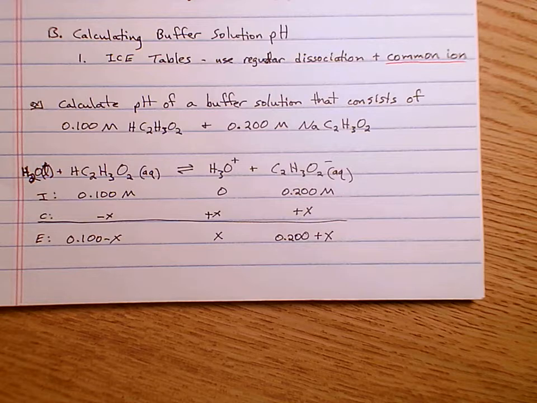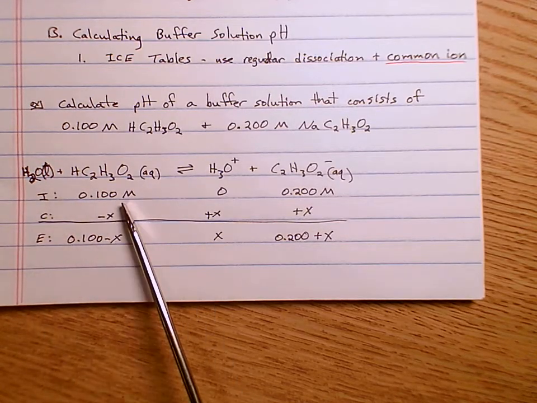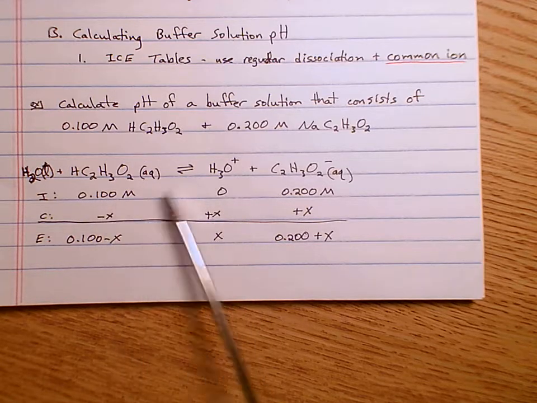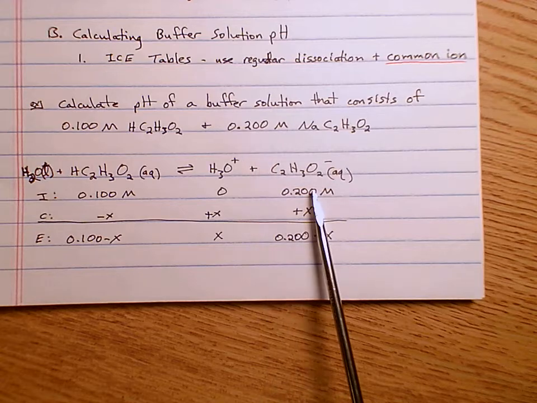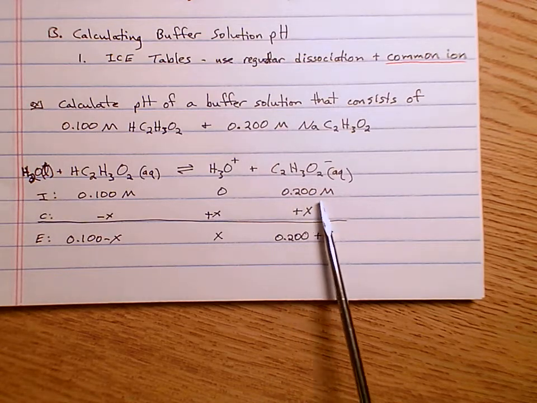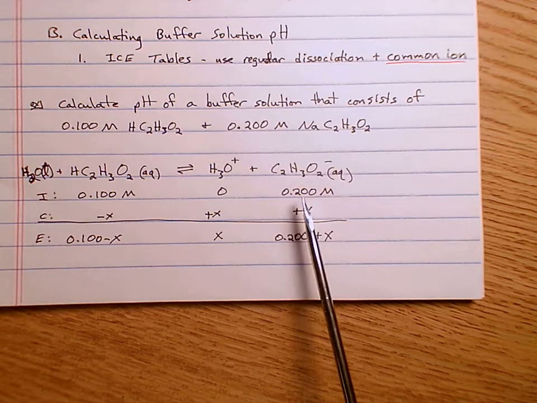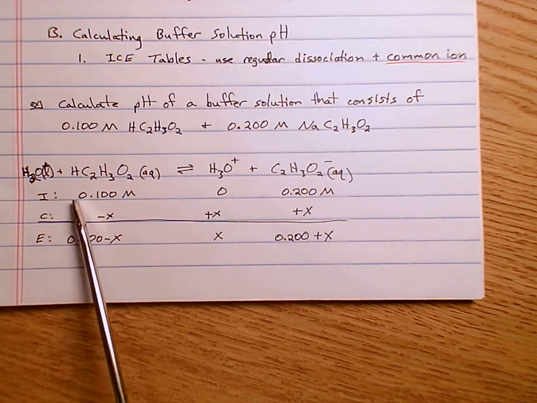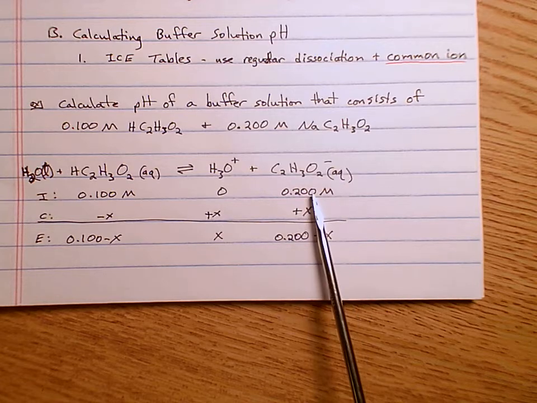All right. Ice table: initial, change, equilibrium. We have 0.1 molar acetic acid. Before any reaction happens, we don't have any H3O plus, but note we put in 0.2 molar acetate. So this is our common ion. We have some acetate in there. Now, Le Chatelier is going to tell us that if we start with some product already there, then this reaction won't happen as much as you think it would. You already poured in some products.